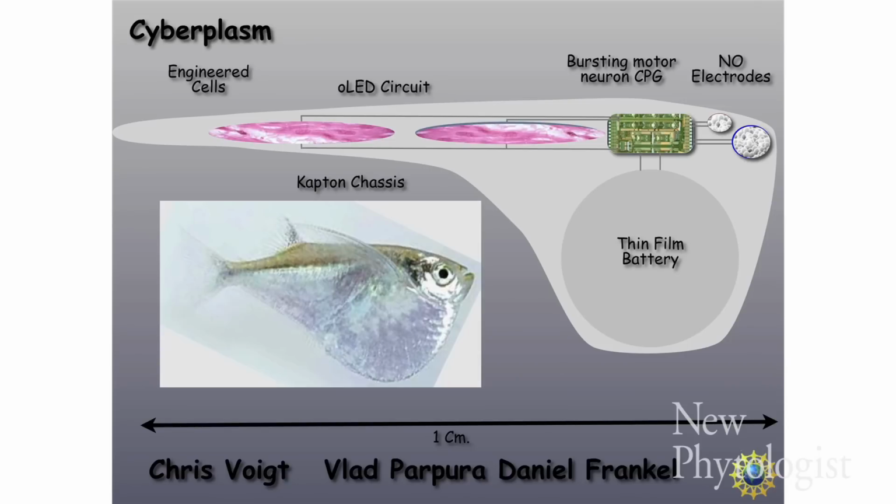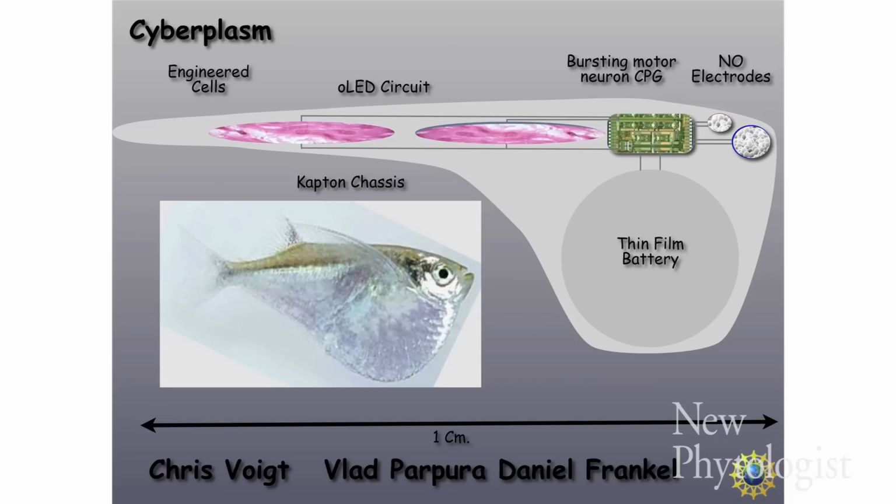And so we were asked to form teams, and I formed a team with Chris Voigt, Vlad Parper, and Dan Frankel. And the two challenges we took on were, can we get engineered cells to talk to microelectronics? And two, can we find a way to couple power with actuation? Because these are really two of the bigger problems in robotics. And if we're going to address this stigmergy problem, we've got to figure out a way to get olfaction into robots. So the idea was to build an undulatory vehicle loosely modeled on the hatchet fish.